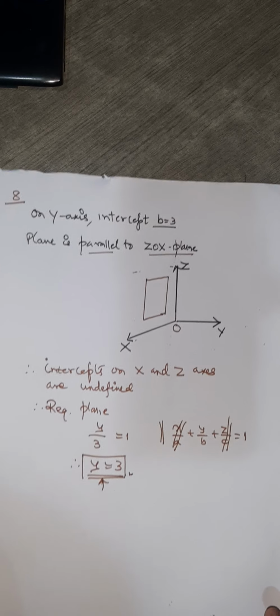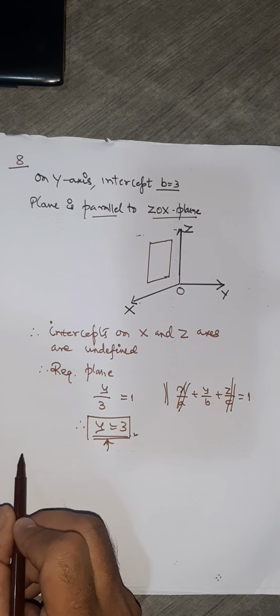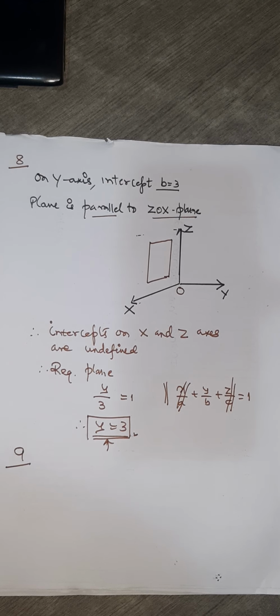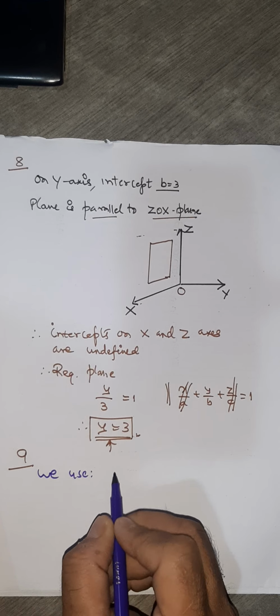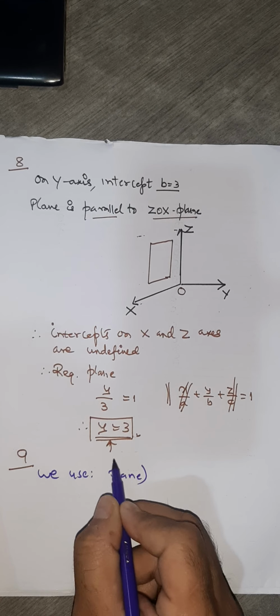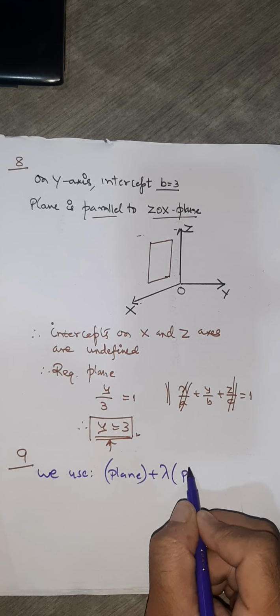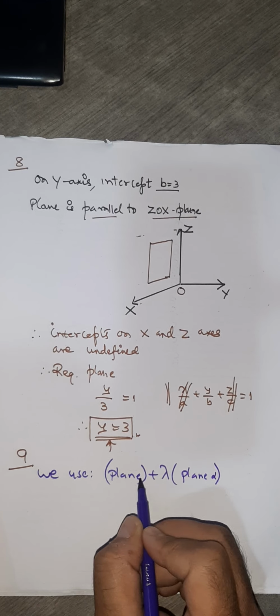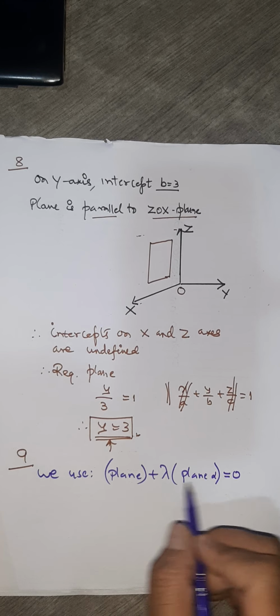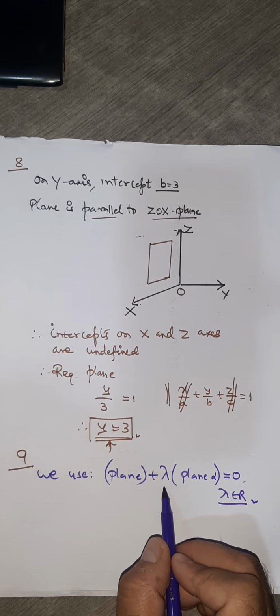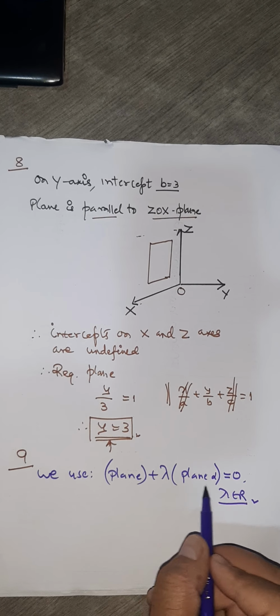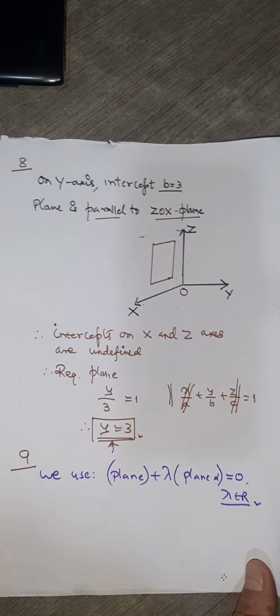Okay, 9th question. This is based on one of the theories, if you remember. What you are asked: find the plane through the intersection of these 2 planes and which also passes through (2, 2, 1). So which theory do we use? If you just recall, we use one plane plus lambda into the other plane, plane number 2 plus lambda times plane number 1 equals 0, if you remember, where lambda is a scalar. First we write this, we get the lambda using the condition that the plane passes through (2, 2, 1), and then in turn we place it into this. That's what we want to do.